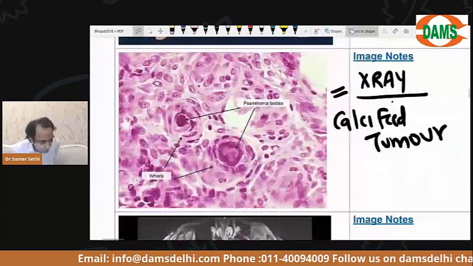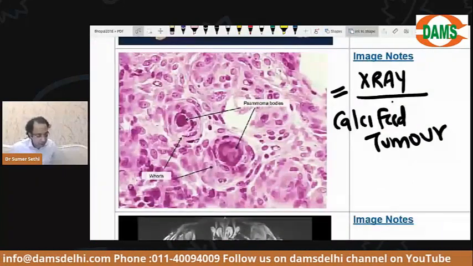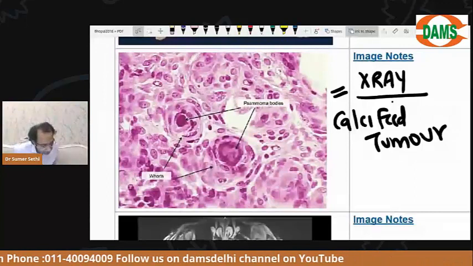Okay, more common in female because of progesterone receptors. Progesterone receptors होते हैं इसके अंदर. Okay, now very good.